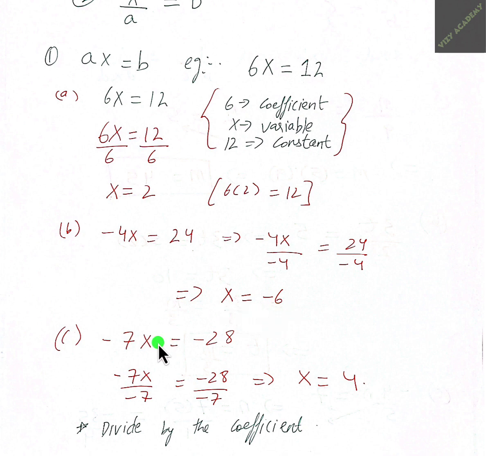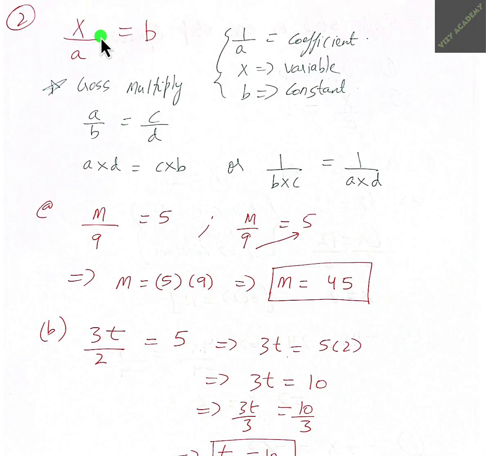Let us consider another example here where both sides are negative. Negative 7x is equal to negative 28. Dividing both sides by negative 7, negative 7x over negative 7 is equal to negative 28 divided by negative 7. So x is equal to 4. So the rule here is we divide both sides by the coefficient.